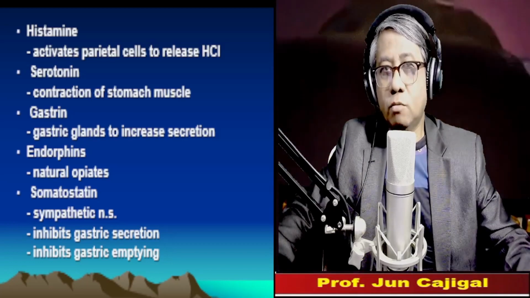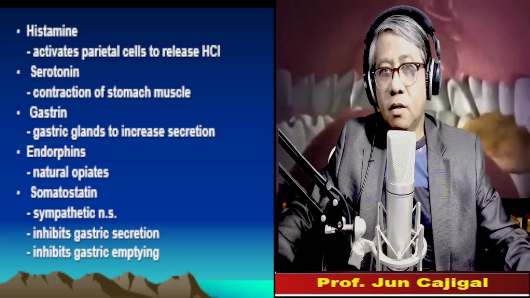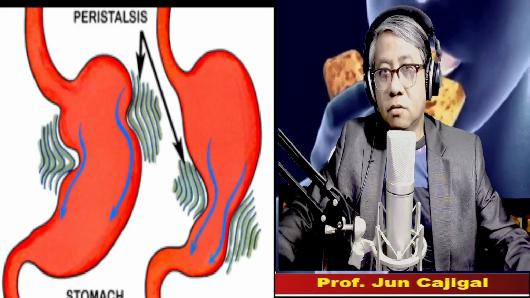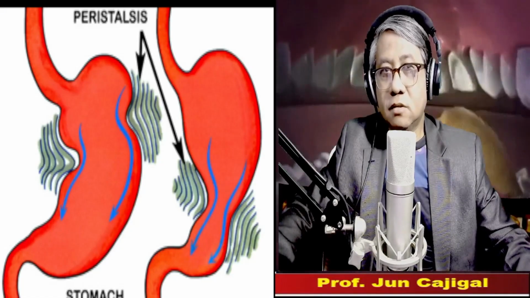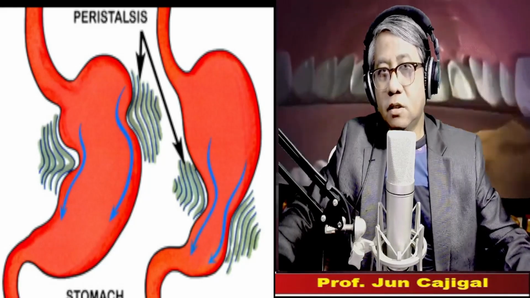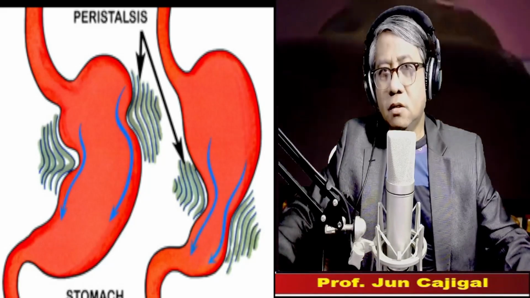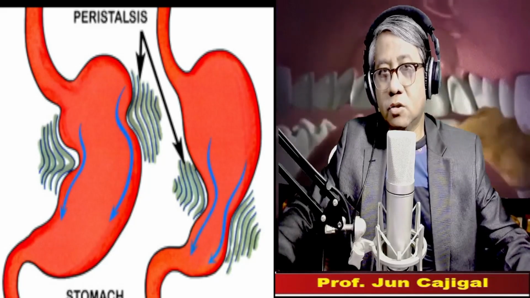Again, number 1, the stomach temporarily stores food. Number 2, the stomach has circular, longitudinal, and oblique muscles, so it is capable of contracting through peristalsis. And with this contraction, the stomach facilitates the mixing of food inside with gastric juices. So basically, the stomach performs both mechanical and chemical digestion.